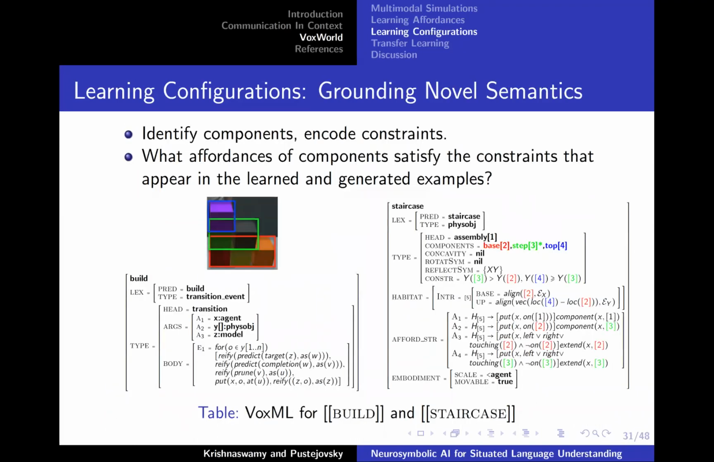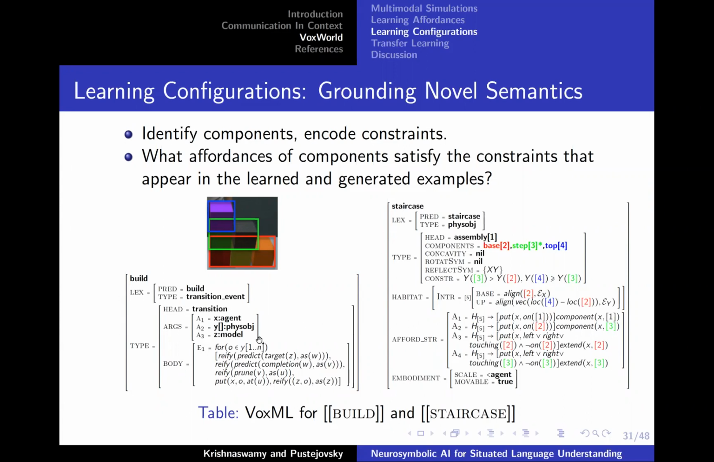So we've got a method that at least has some success at generating some of these structures from a noisy sample. We then want to be able to identify these components that make up the structure and encode the constraints that satisfy it. So what affordance of components satisfy the constraints that appear in the learned and generated examples? This is what we came up with.